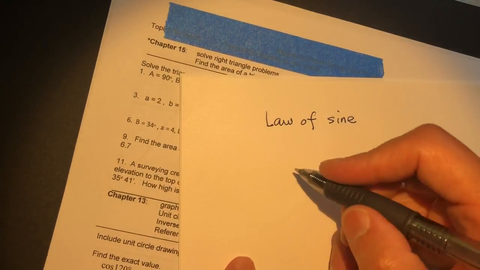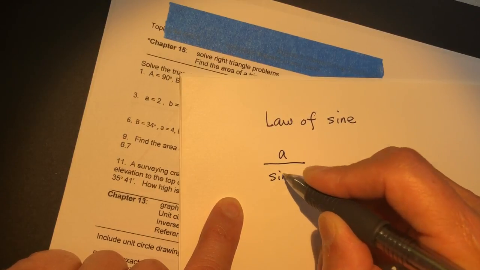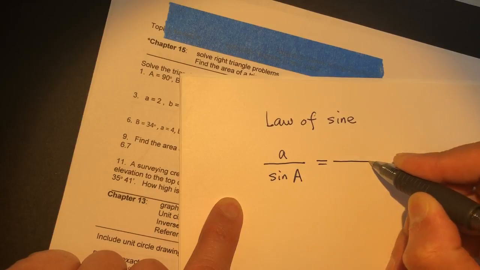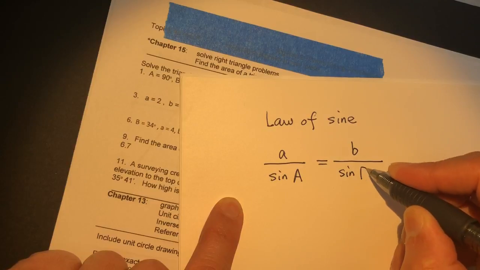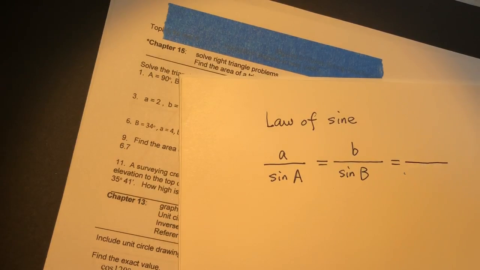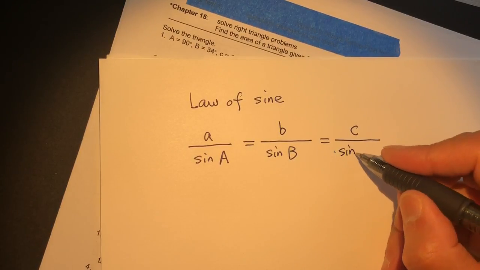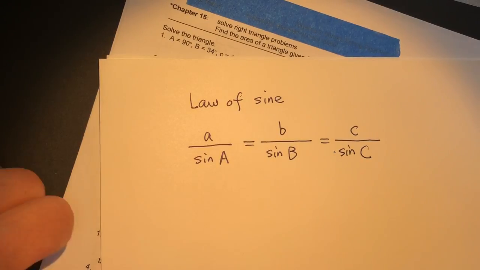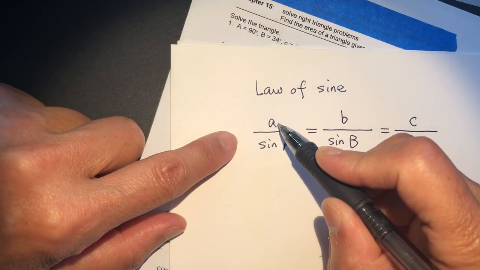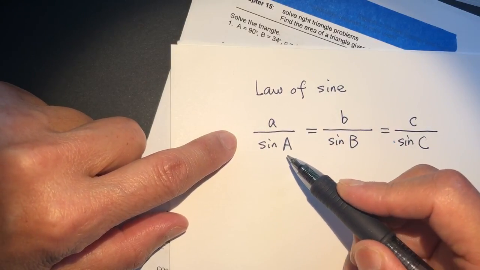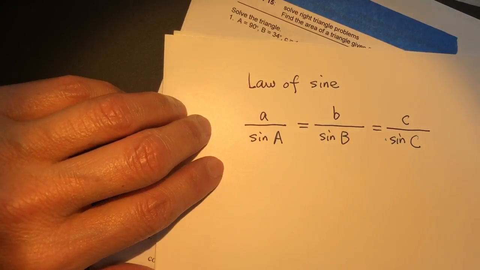Law of sine is the side a over sine of angle A equal to the side b over the sine of angle B equal to the side c in proportion to the sine of angle C. Okay, so for the side, we use lowercase lettering, and for the angle, we use capital lettering. So this one is law of sine.